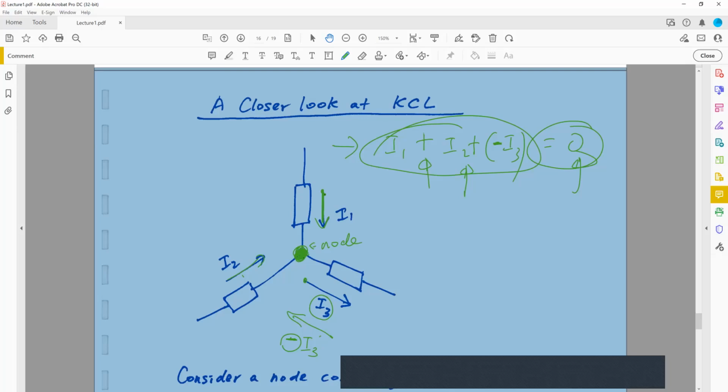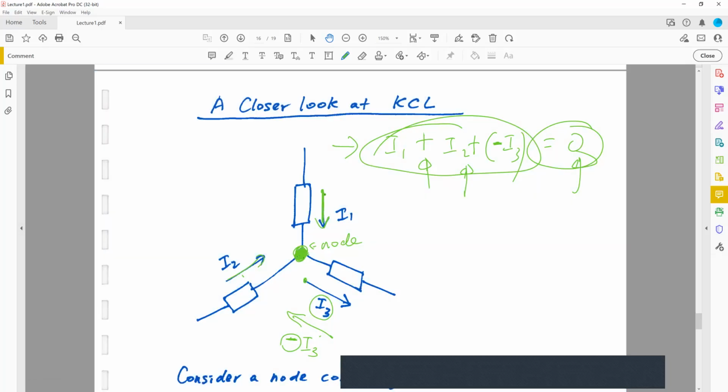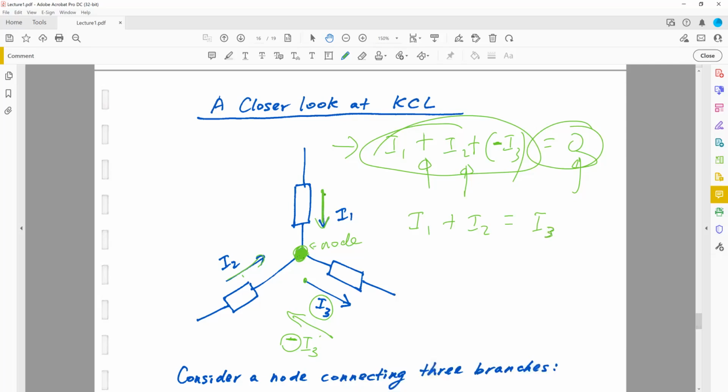Now, by definition, we know this equation follows exactly that. Mathematically, I don't want to see this negative sign. If I don't want to see it, I'm going to move it to the other side. So I'm going to have I1 plus I2 equal to I3, because I moved it to the other side. If I do this, this is also valid and correct mathematically. There's nothing wrong with this. So on the exam or the homework, if you write something like this, it's perfectly okay.